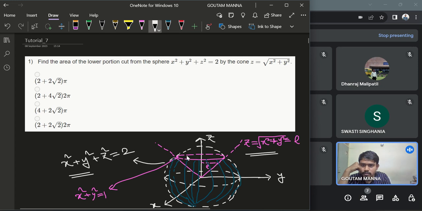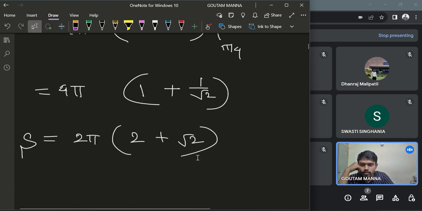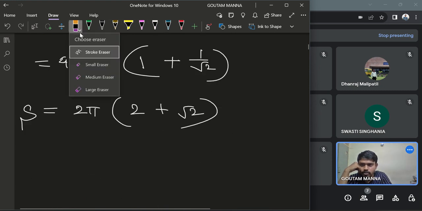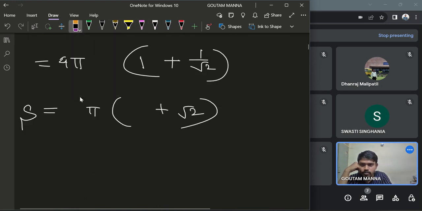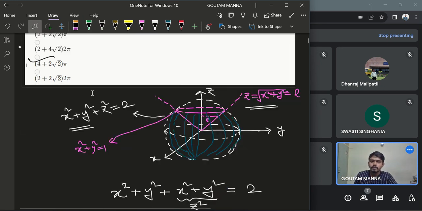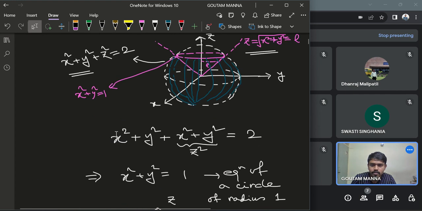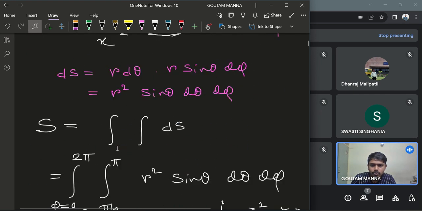So if I multiply by 4, then it will be 4 plus 2 root 2, and this option is the correct one, 4 plus 2 root 2 times 5. Okay, there are also other ways to do it.